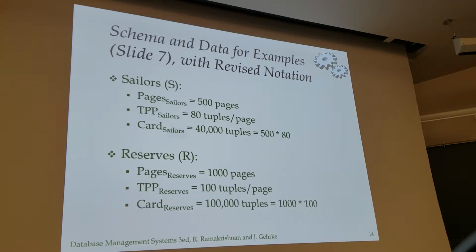So, for a wonderful example, which we're spending a lot of time with, for sailors, pages of S is 500 pages, TPP is 80 per, the stuff that we had on that early slide 7 that we looked at. Cardinality of sailors is 40K, which is 500 times 80. For reserves, pages, 1,000 pages, TPP is 100, and cardinality of reserves is the product of 1,000 times 100. This is all stuff that we looked at already, just using that terminology.